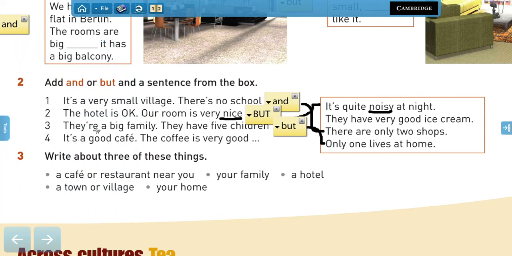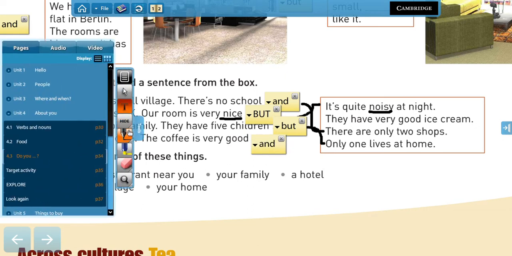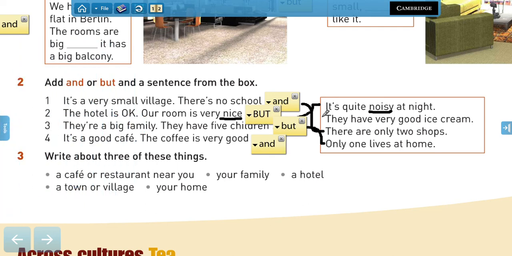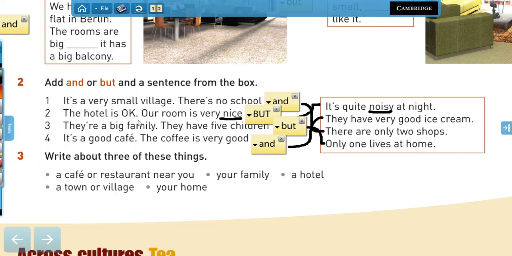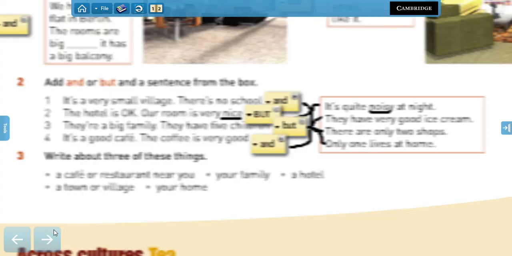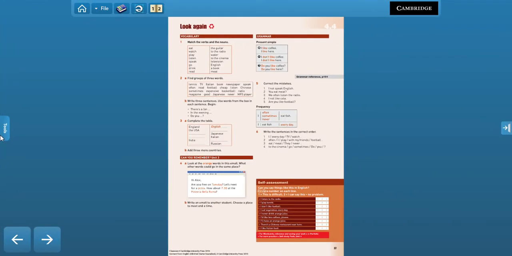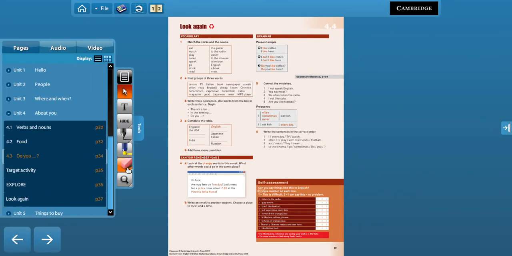Now, last one. It's a good cafe. The coffee is very good. And they have a very good ice cream. 2 positive ideas that go together. We're going to keep practicing this in the following units, right? But this was just the first exercise. Now, as always, let's have a look at the review of some exercises.